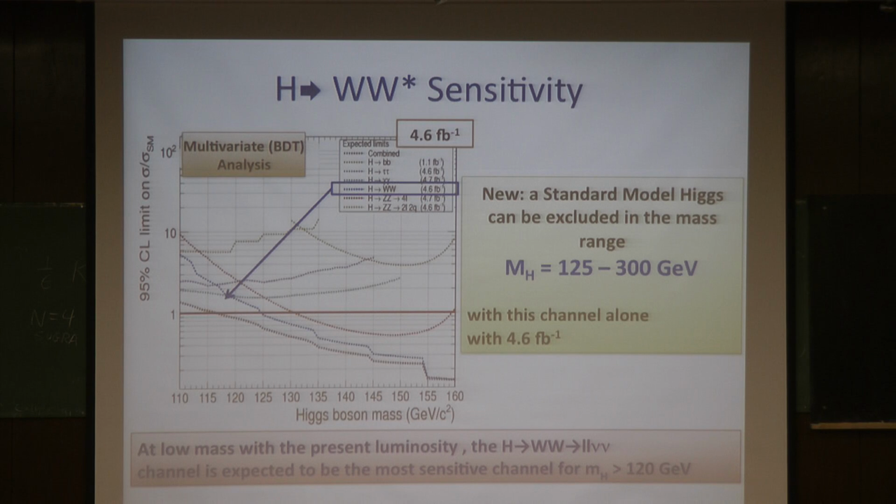Now I will move to the point that I was just telling you, that we must not forget that the WW sensitivity in the low mass region is very high. It's actually higher than the photons. The photons are here, and the WW is just here. So it's taking over at around 117, 118.